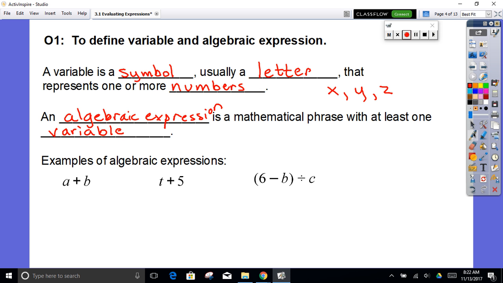The difference between an expression and an equation is what? Irene? Expressions don't have an equal sign. Yep, expressions. So you might want to add that in. Expressions do not have equal signs.